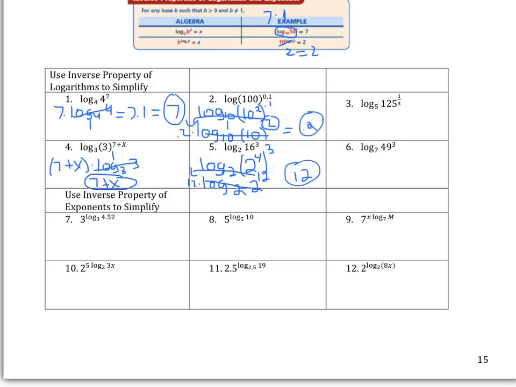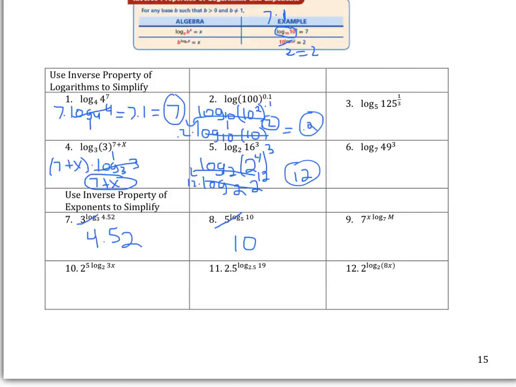Number 7. We said that 3 raised to the log base 3 cancels out, and I'm left with 4.52. Number 8, go ahead, pause the video, and try it. For number 8, we actually cancel 5 to the log base 5 and just get 10. Do number 9 for homework.